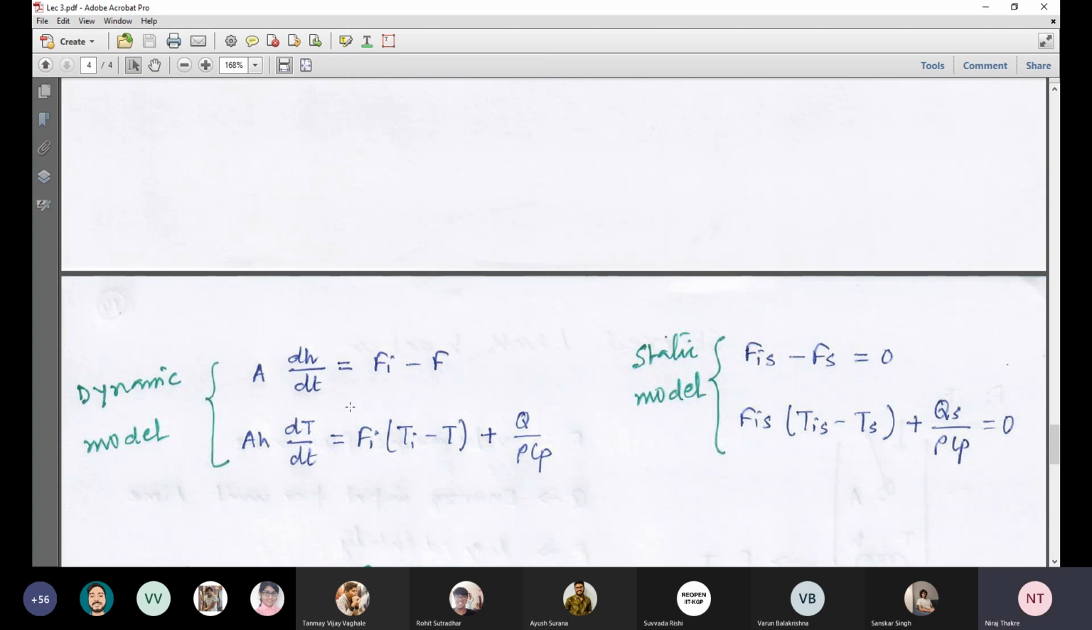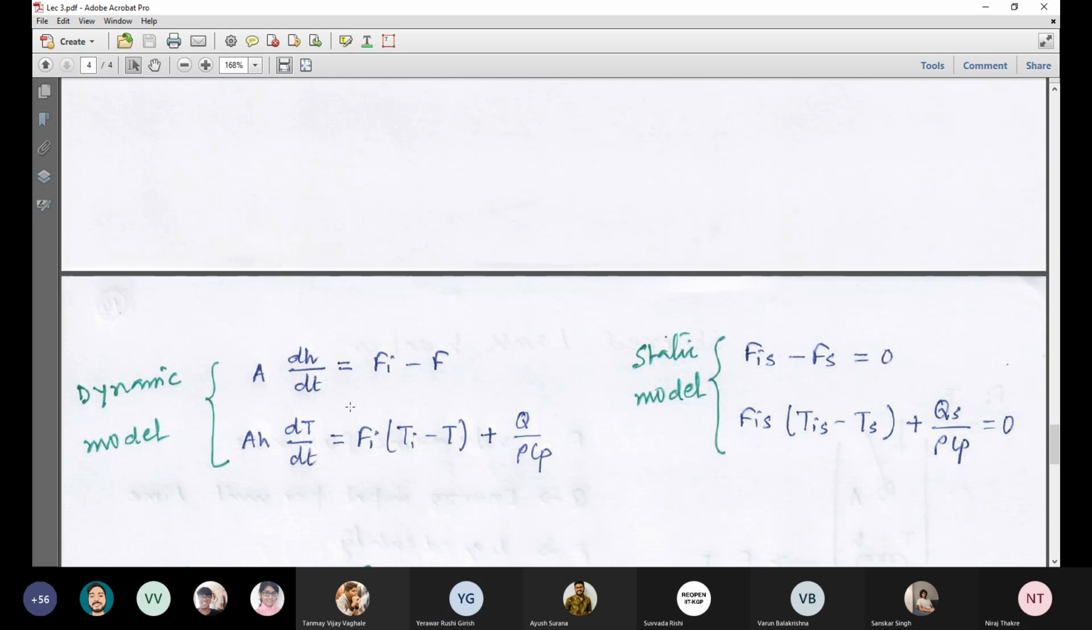Anyone? What are the state variables in this heating tank system? HT, H, FI, TI. Who told HT? Sir, yeah, HN. How do you know? Because the state variables are in the accumulation expression, which is on the left. Correct. What's your roll number?